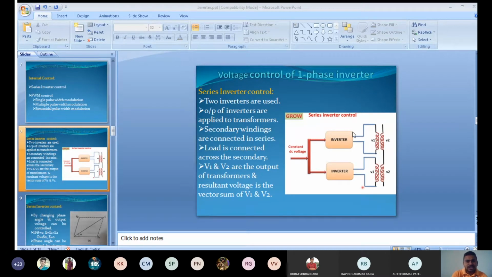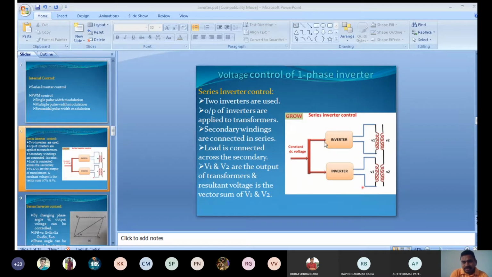By changing the phase angle theta, we can control the output voltage. How can we change the output voltage? By changing the phase angle theta. As the phase angle is changed, the resultant voltage will change, and the resultant voltage is the output voltage. So if we assume that theta is equal to 0, that means E1 and E2, or V1 and V2, are in phase with each other.